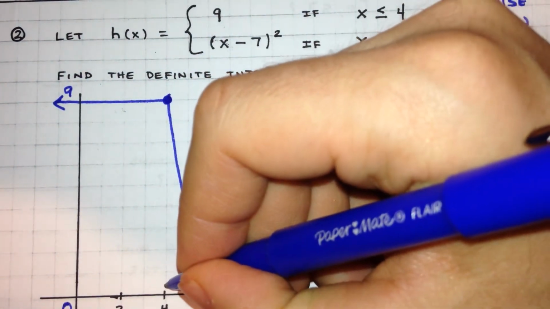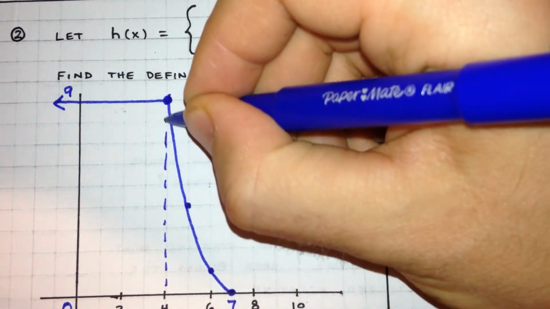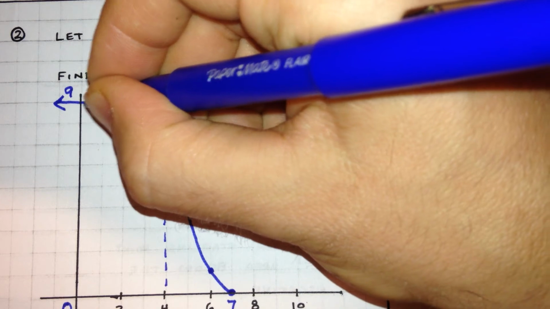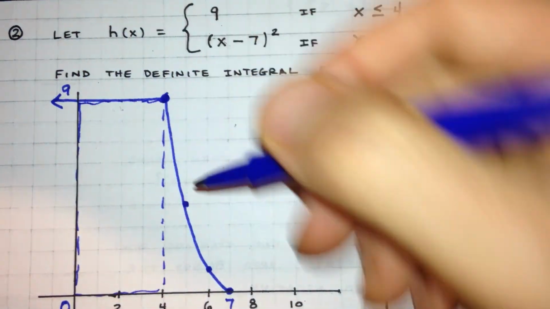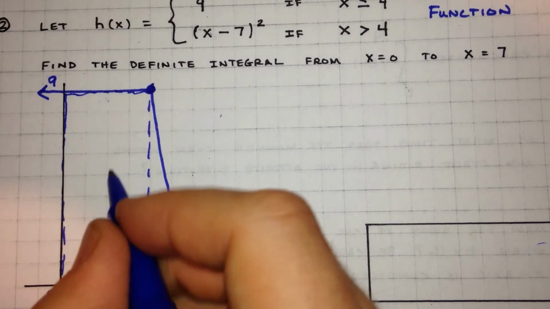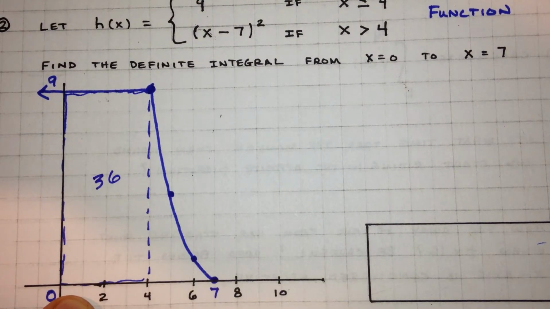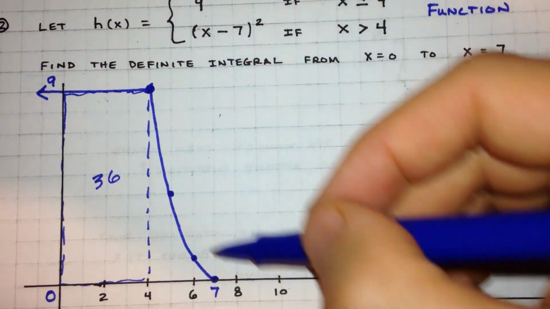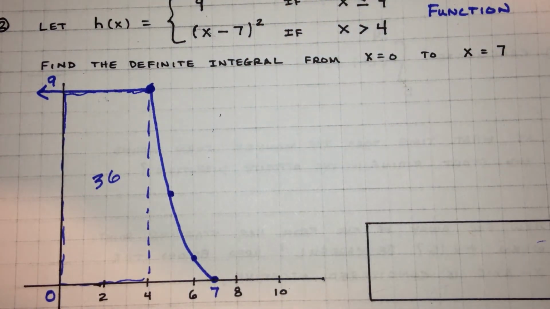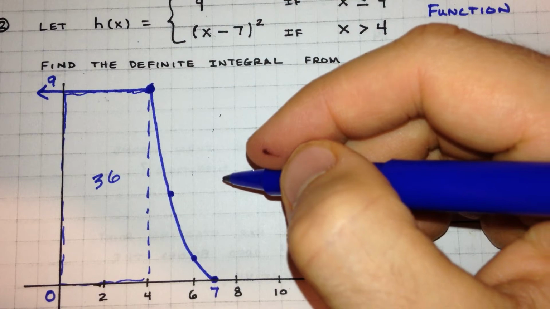And so what you would want to do in this case is start by saying, well, this right here, this is clearly a rectangle. And I know this rectangle has a base of 4 and a height of 9, so this is going to be 36. This curve right here, this parabola, on the other hand, I don't know any formulas for that.